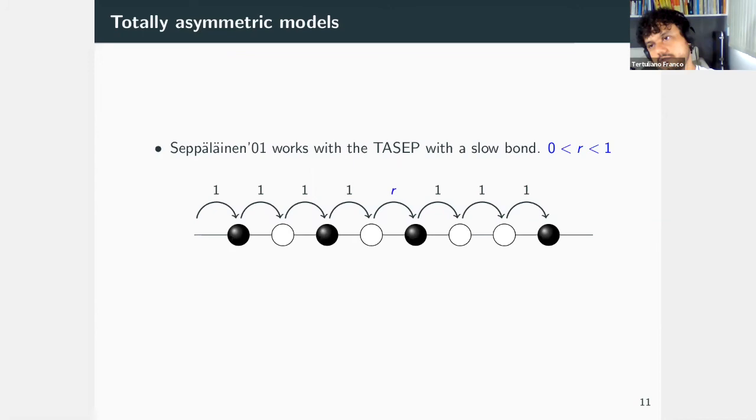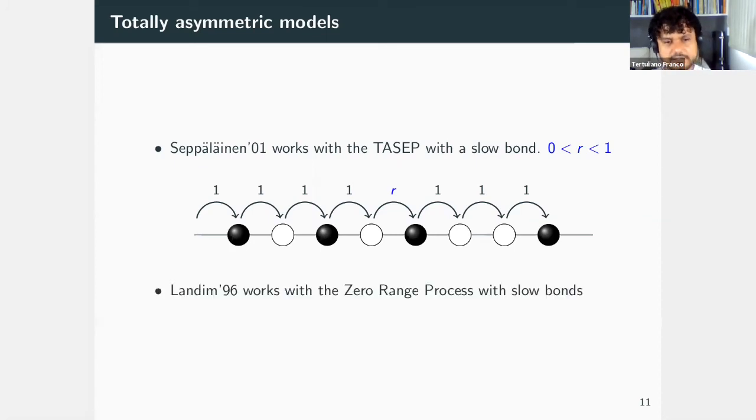All the particles are traveling to the right. So if there is an accident on the road, it's enough to cause a traffic jam. The rate at the slow bond is just smaller. It's not necessary to take it to 0. It's just smaller than the other rates. And Landim in '96 worked with the zero range process with slow bonds and also with slow particles, or some particles that are slower than the others.